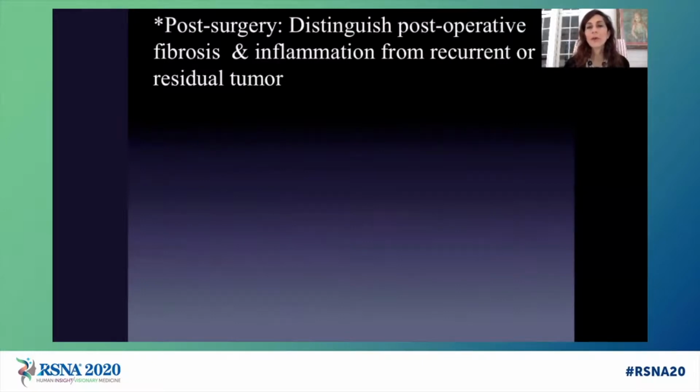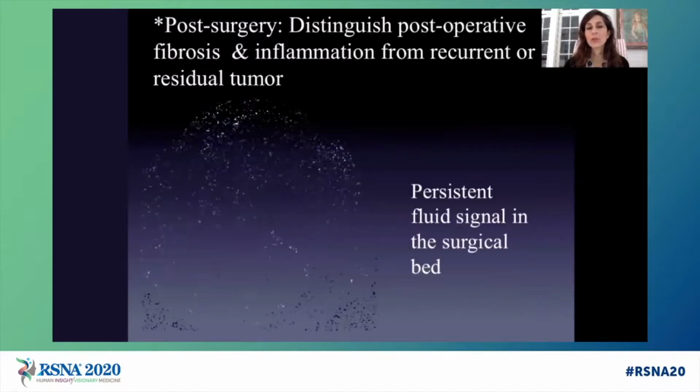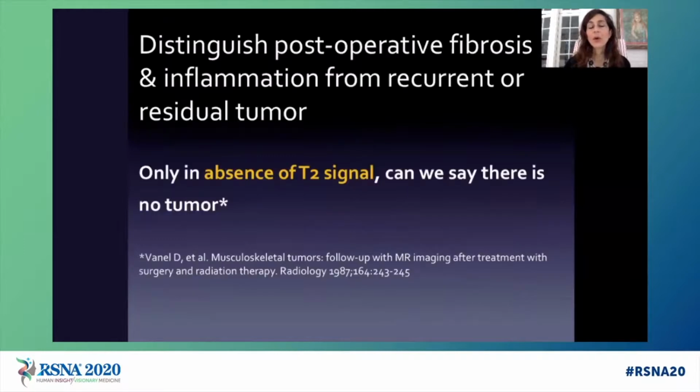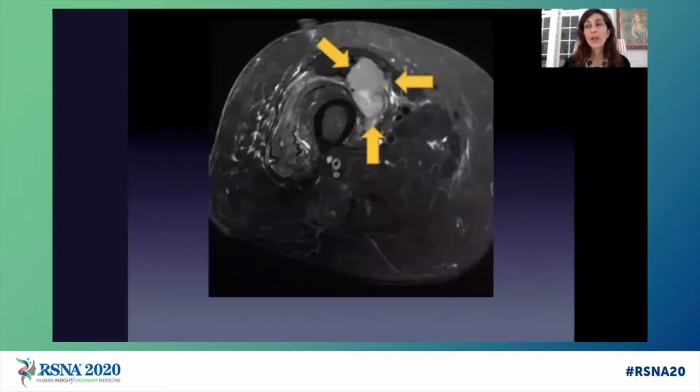After surgery, the goal of MRI is to distinguish postoperative fibrosis and inflammation from recurrent or residual tumor. Most of the time, what we see is persistent fluid signal in the surgical bed, as we see in this case, and this can persist for years. In older literature, it was decreed that only in the absence of T2 signal can we be really confident and say that there is no evidence of recurrent tumor. And when there's an obvious recurrence, it's pretty obvious, as you see here on this FAT-SAT T2 sequence, there's a recurrent tumor.